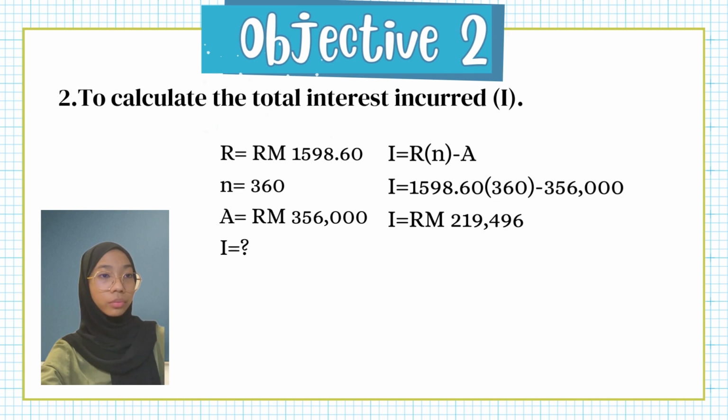So for this we need to use the formula I equals R in bracket N minus A. So we just put all the information in the formula, which is we get I equals 1,598 ringgit and 60 cents in bracket 360 minus 356,000 ringgit, and I we get 219,419 ringgit.